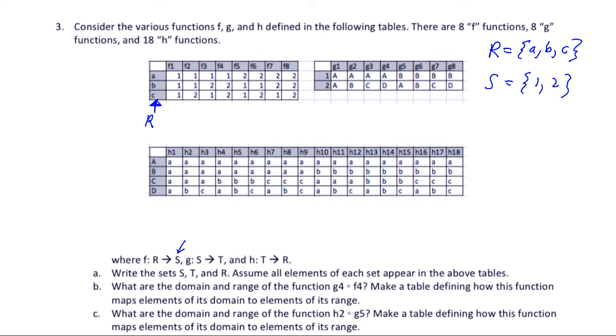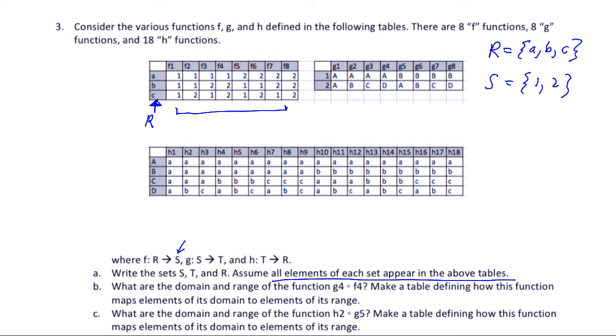It's possible that the set S would have more than just 1 and 2 in it, and that none of these functions f would be onto. In other words, none of them would contain all the elements of the range. But it says here that all elements of each set appear in the above tables. So for the set S, all the elements appear, and the only ones appearing here are 1 and 2.